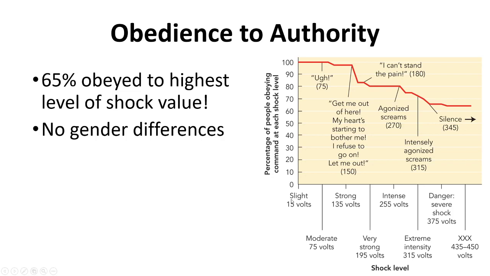Across the bottom, we have the intensity of the shock. And remember, there were no actual shocks delivered. This is just what the participant thought they were delivering. So from a very mild 15-volt shock up to severely dangerous and potentially deadly 300 to 400-volt shocks. And this is just indications of what the confederate would say, what the actor was doing in response to these fake shocks.